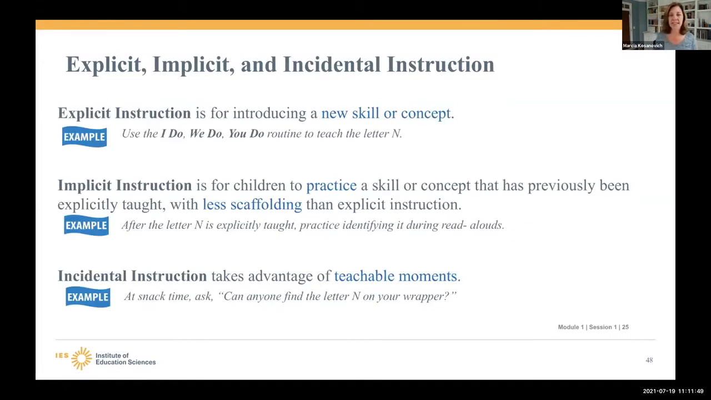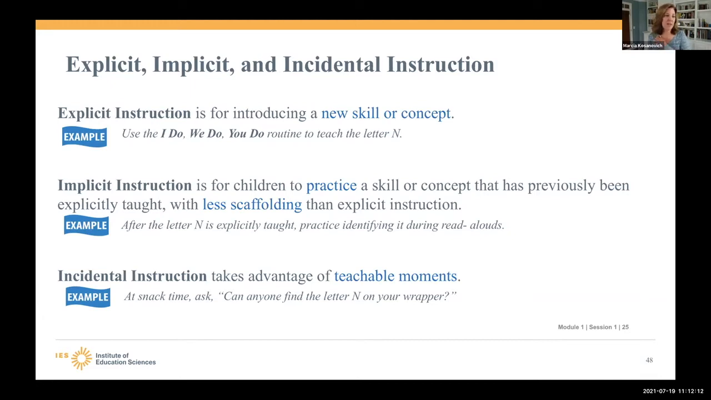So here the facilitator will say, although all types of instruction can create meaningful teacher-child interactions that can support learning, it's usually more effective to introduce new skills and concepts using explicit instruction. The I do, we do, you do instructional routine helps children understand what is expected and provides them opportunities to practice with feedback from the teacher.